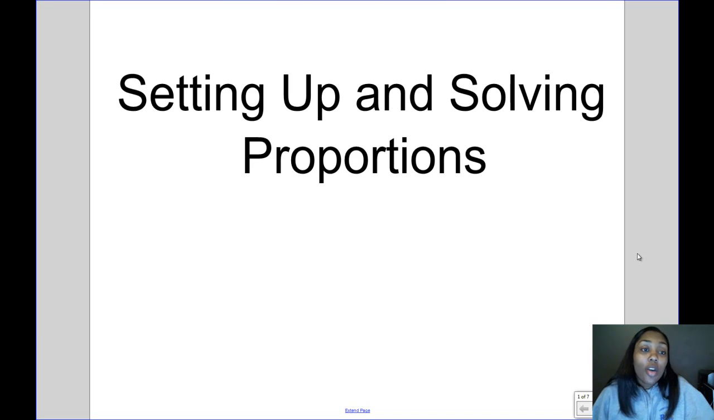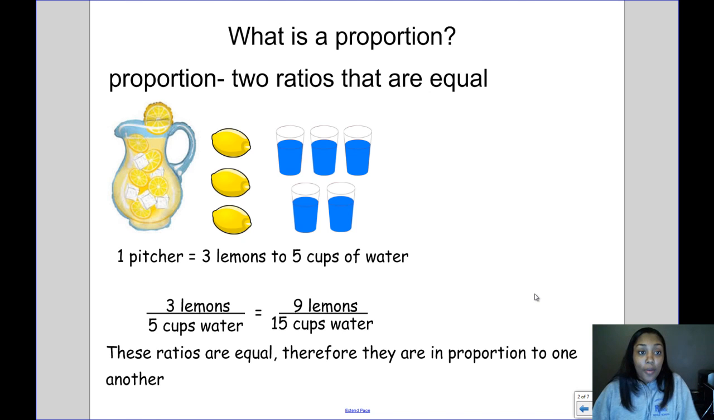So today's video is about setting up and solving proportions. So let's start with what is a proportion. A proportion is two ratios that are equal. The best way to help you understand a proportion is to actually give you an example.